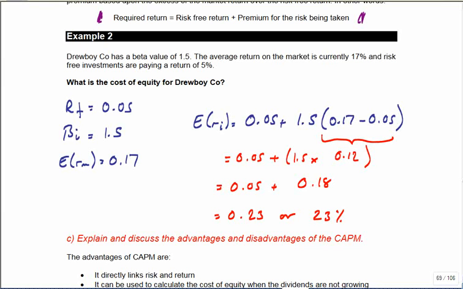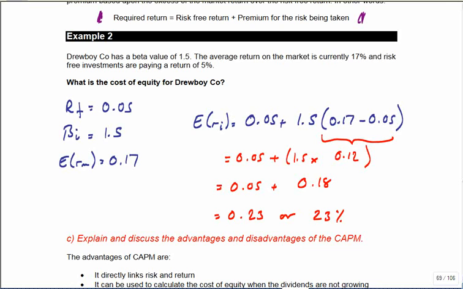Just so you know, in this particular formula, I could have put the percentages in as percentages. I could have put in 5 and 17. However, I put in the formula as decimals all the way through the exam because it just gives me a much simpler approach. So just one rule all the way through.